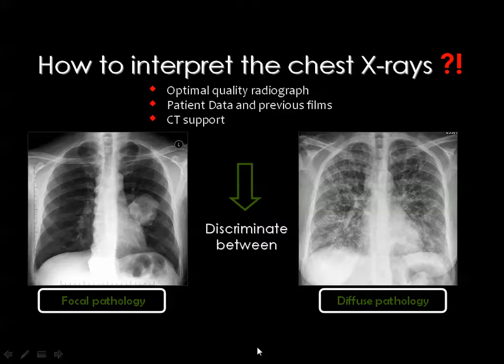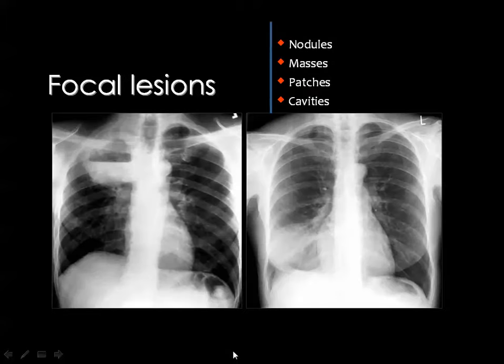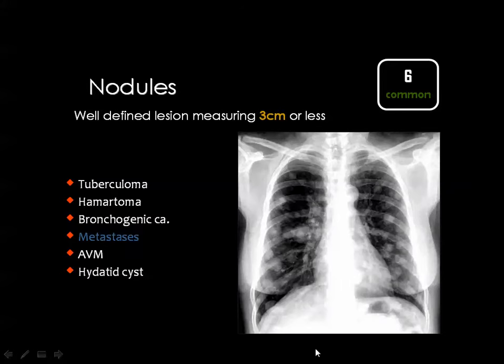If you decided that you are dealing with the focal lung lesion, what are the possibilities? There are four: the nodule, the mass, the patch, and the cavity. The nodule is a well-defined lesion less than 3 cm in diameter. The mass is a well-defined lesion more than 3 cm in diameter. The patch is an ill-defined lesion containing air bronchogram, and the cavity is a well-defined lesion totally or partially containing air. Then, if you decide that you are dealing with pulmonary nodule or nodules, what are the possibilities?